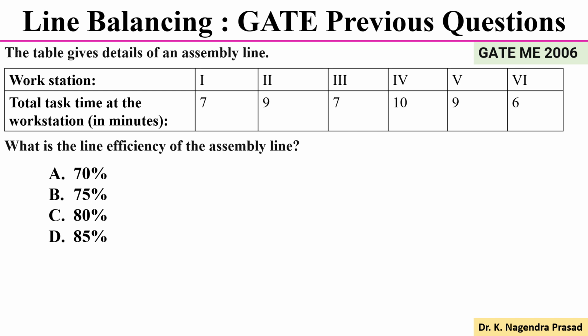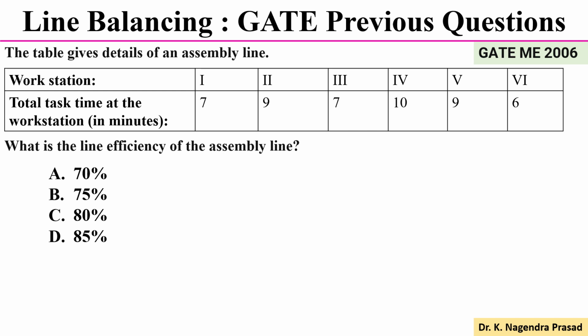In the present video, we will discuss the GATE previous questions in line balancing. Let's see the first question. The table gives details of an assembly line. In the table, there are given the different workstations along with the total task time at the workstation. What is the line efficiency of the assembly line? Option A 70%, option B 75%, option C 80%, option D 85%.